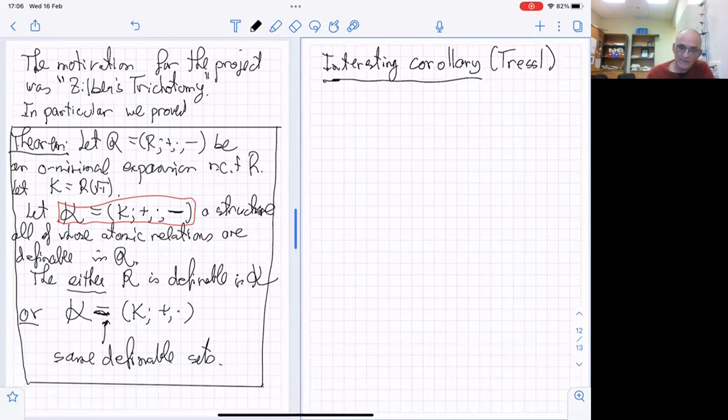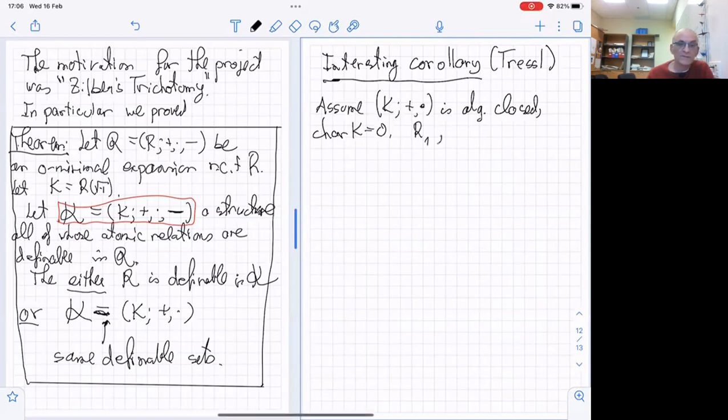So assume K is algebraically closed. The characteristic of K is 0. And now assume that we have two different, that's all. You don't need non-isomorphic, you don't need anything, you just need two different, just not identically the same as a set, two different maximal real closed subfields.